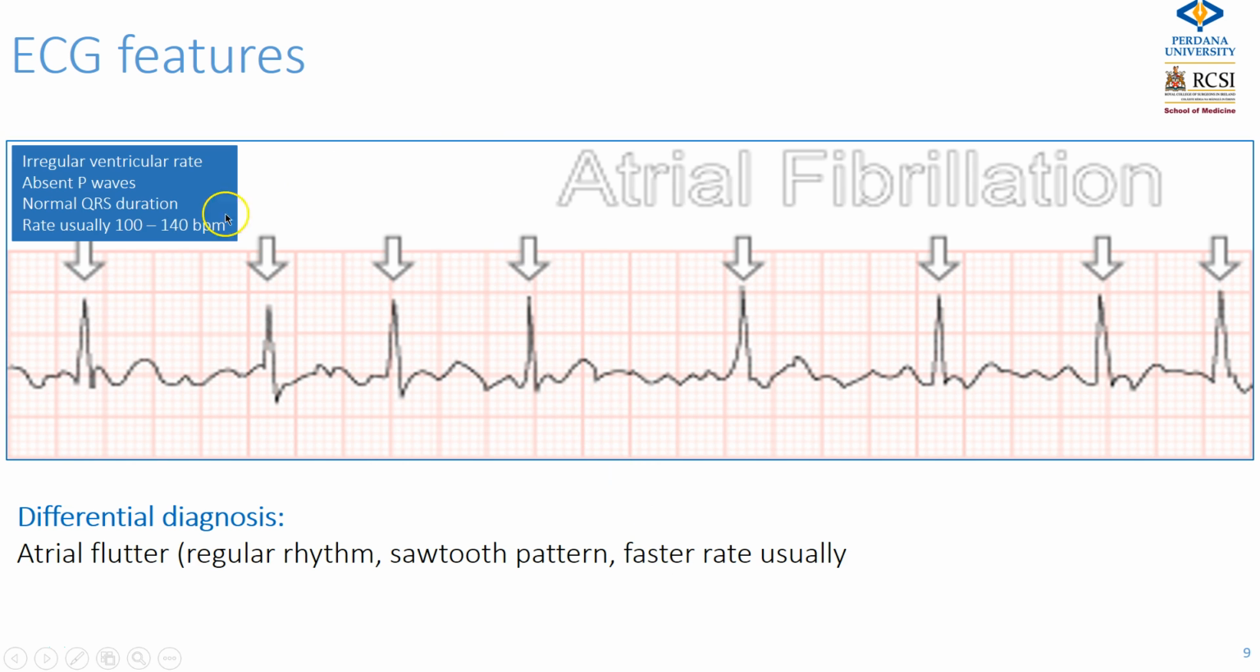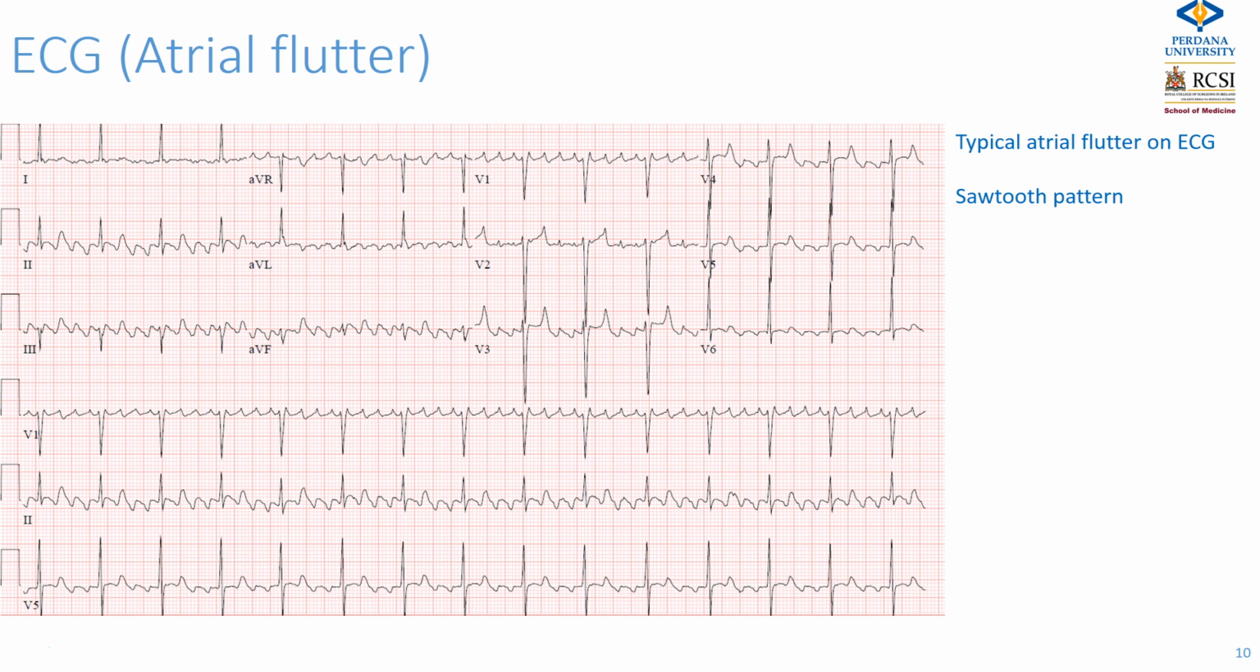These are the ECG features showing an irregular rhythm, absent P waves, a normal QRS, and usually the rate is fast, between about 100 and 140. You need to differentiate this from atrial flutter, which has more of a sawtooth pattern, and the rate is usually faster. Here's an example of atrial flutter showing the typical sawtooth pattern on the ECG.